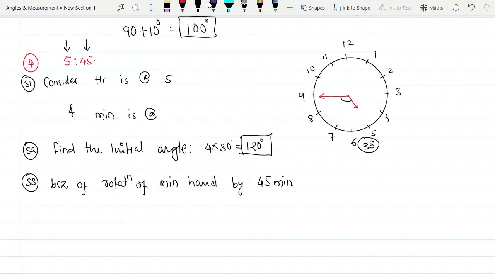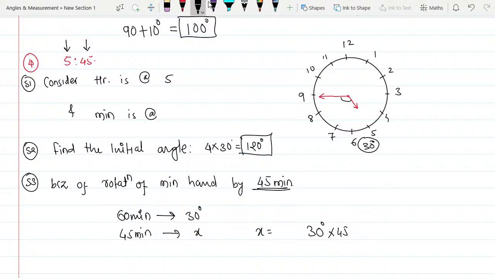So for that what you will get? The relation is what? For 60 minutes the hour hand will move by 30 degree. So 45 minutes साठी कितीने move होईल तो? So for 45 minutes how much angle I will get here? Okay, so x is equals to how much you will get? It's 30 degree into 45 minutes divided by 60 minutes. So 15 3 45 आणि 15 4 60. So we have here x equals to 90 degree by 4.